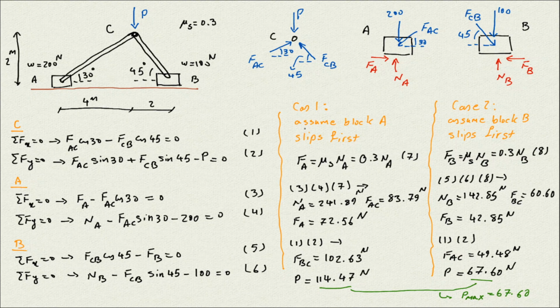So remember, when we have cases like that, where we don't know which of the contacts might move, we have to assume one by one that one of them moves and the other doesn't, solve the entire problem for each assumption, and then at the end compare the solutions to see which one gives us the correct answer.